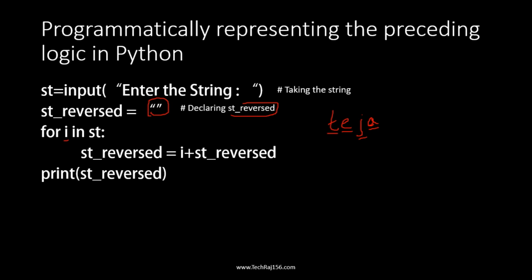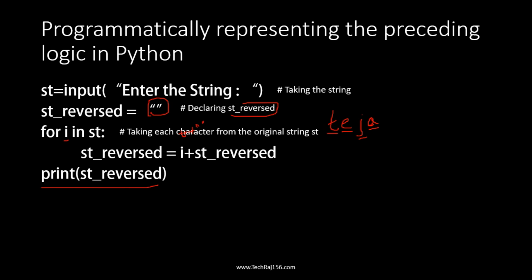Yes, empty. So st_reversed is empty. And what is the value of I in the first iteration? Yeah, it's T. So it's going to be T plus empty string. I don't know if that looks like a T, but just think that's a T. Okay, nothing else. And after this for loop is executed, I am going to print the st_reversed variable, the final outputted variable. The final calculated or the final processed variable. Anyways, so let's go ahead and see how to do that.